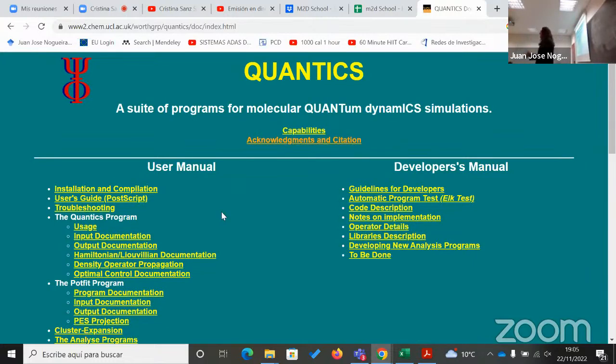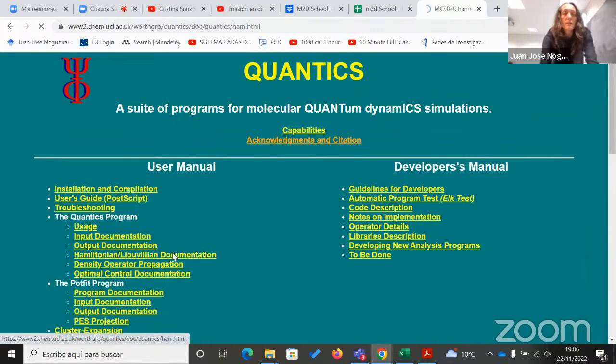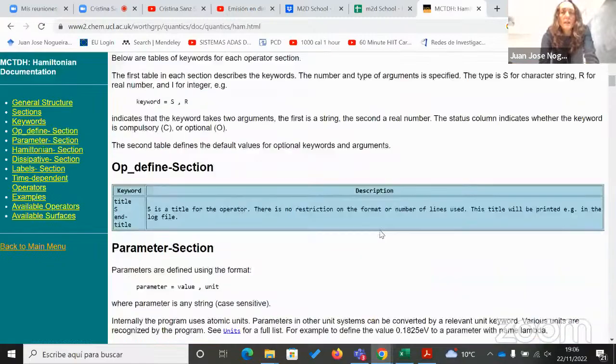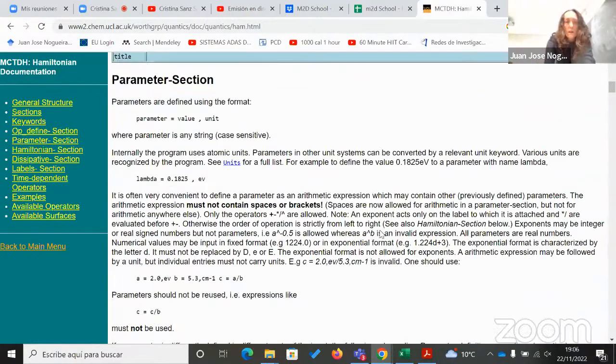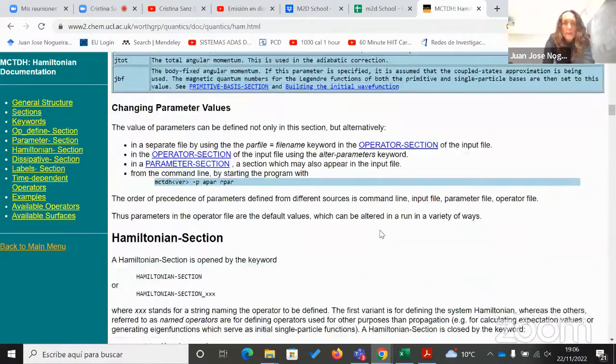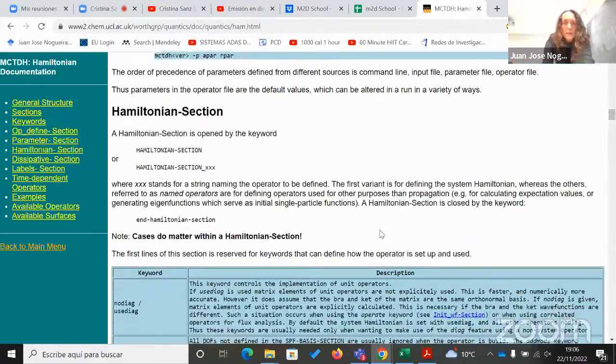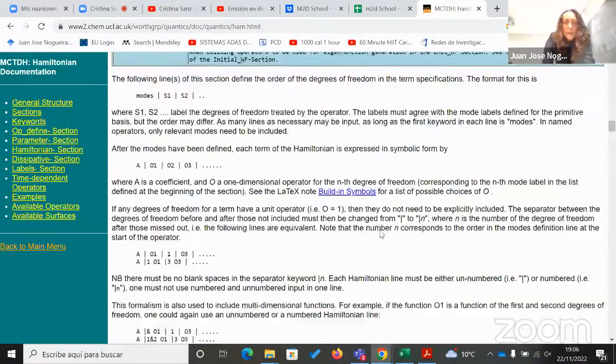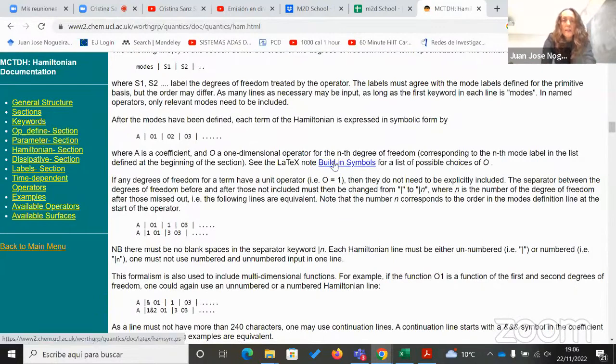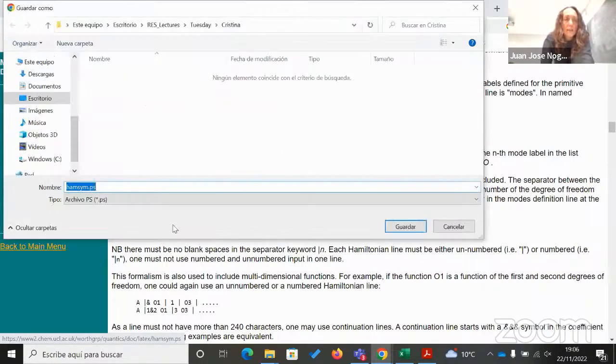The program is massive, so there is a lot of documentation, but there might be a lot of things missing. For our demonstration today, it is more than okay. Please go for a second into the Hamiltonian documentation and just go down. At some point you have a link that downloads a PS file.